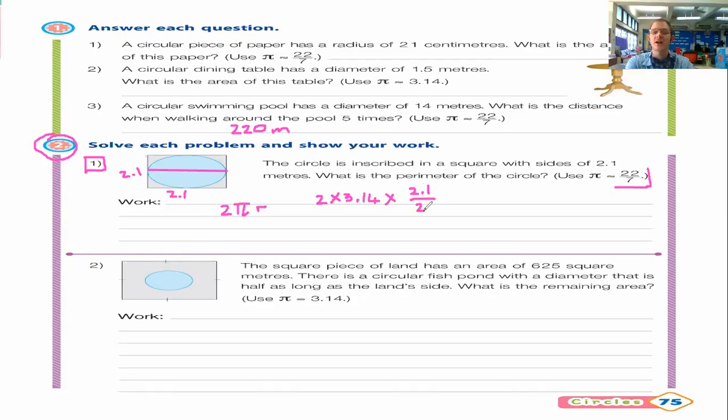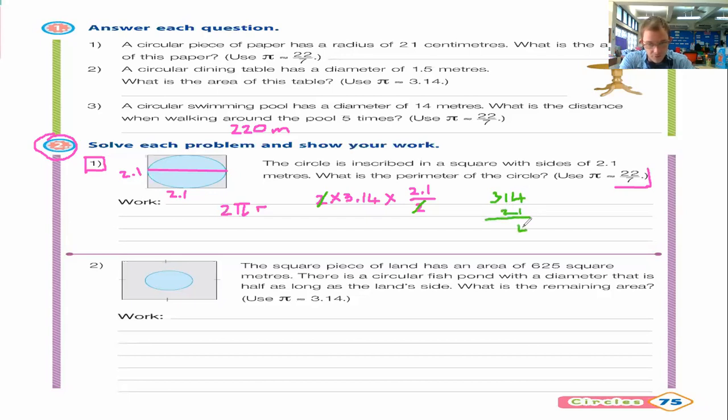Divide by 2. The reason I write it like this is because then we don't have to calculate 2.1 divided by 2. We can just say, if we multiply by 2, we take it away over here. Then we will set up a final answer of 3.14 multiplied by 2.1. 3.14 multiplied by 2.1. We calculate that.